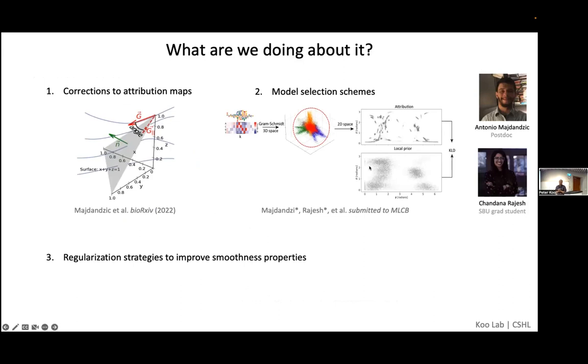Now, I'm not going to go into this today, but I did want to mention that there is a lot of effort in my lab to improve the efficacy of these attribution analyses. We do it through correcting the attribution maps or regularization strategies. And we recently got into model selection schemes. But this will be a topic for another time, or we can chat about this after.